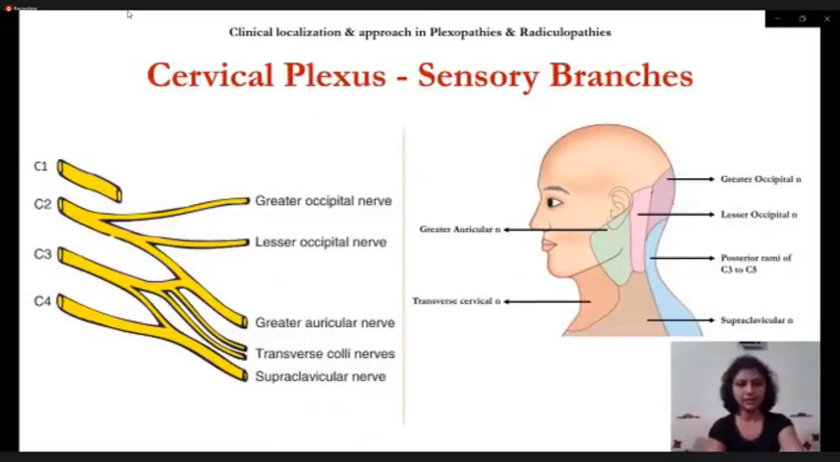Here are the sensory branches of the cervical plexus. They include the greater occipital nerve, the lesser occipital nerve, the greater auricular nerve, the transverse cervical nerves as well as the supraclavicular nerves. And this is a diagrammatic representation of the cutaneous innervation of these nerves. Note that there is no dorsal root from C1 and it does not have any cutaneous sensory supply.